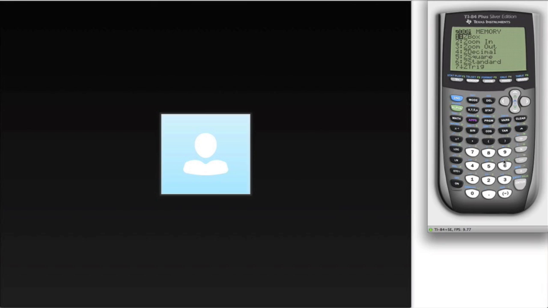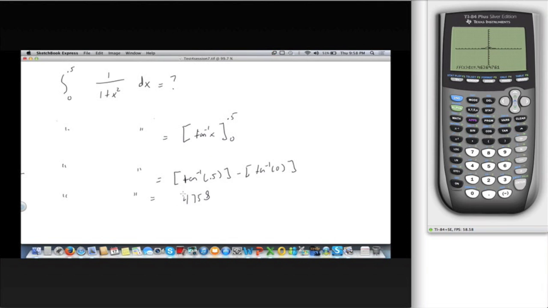Second calc, 7, 0 to 0.5. And the answer is 0.46. Actually, I shouldn't. I was wrong. Okay. Oh, I think you wrote the incorrect answer down?